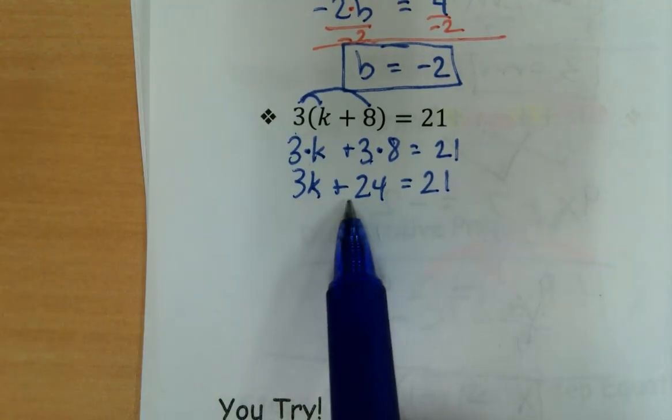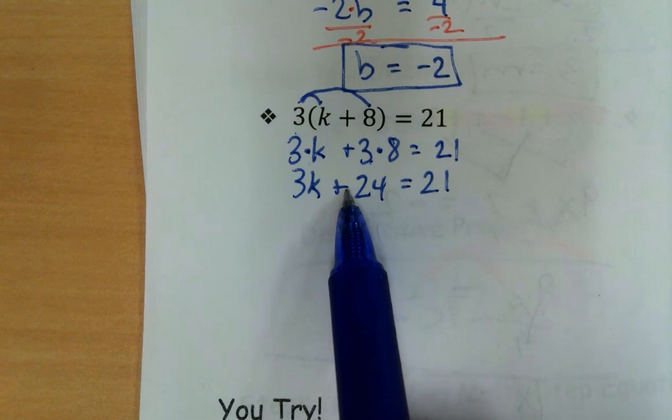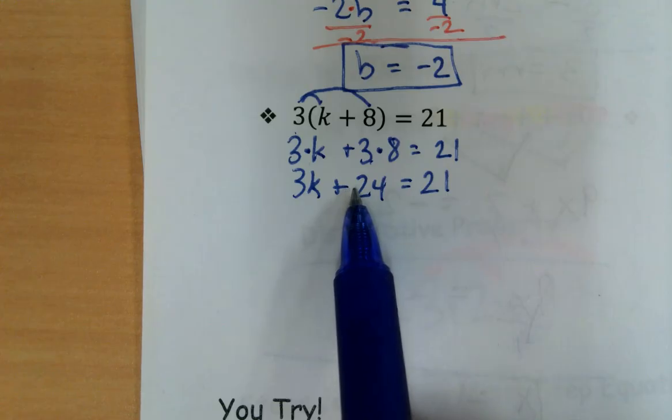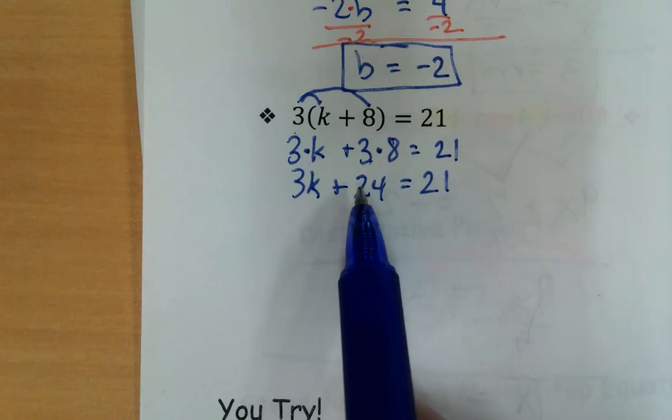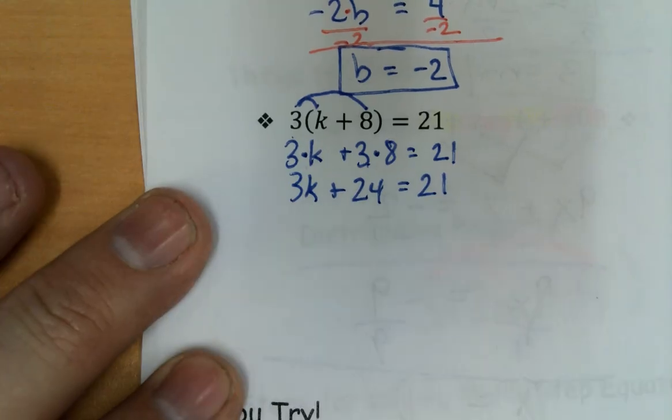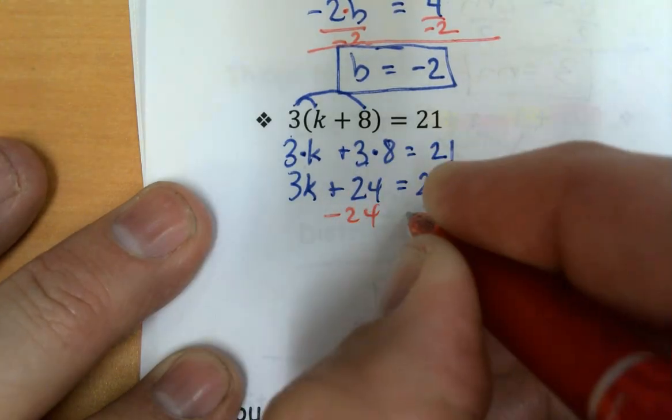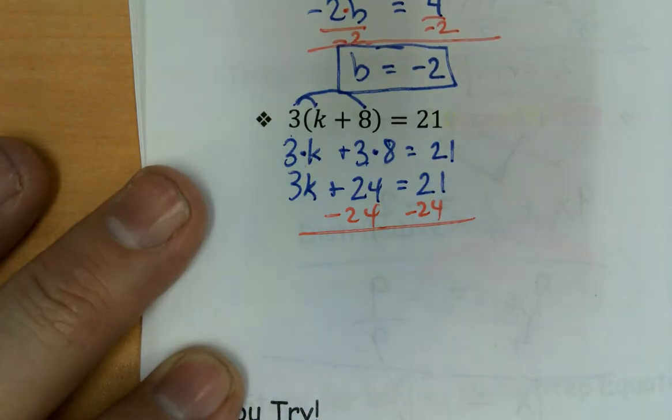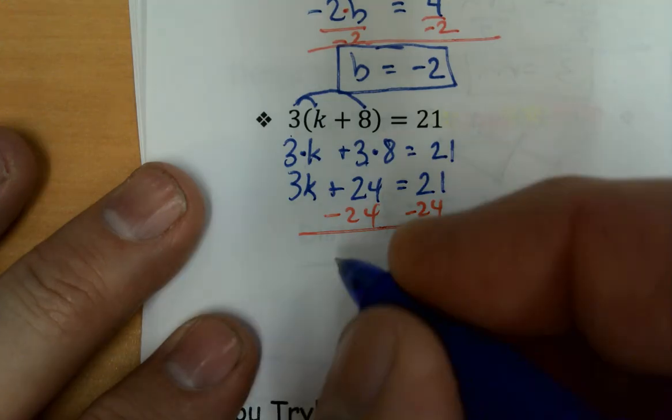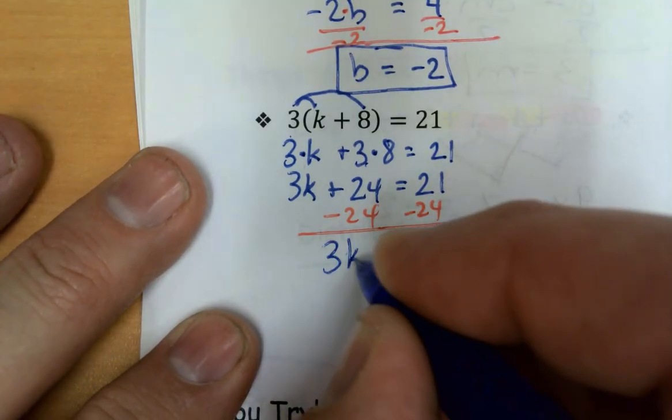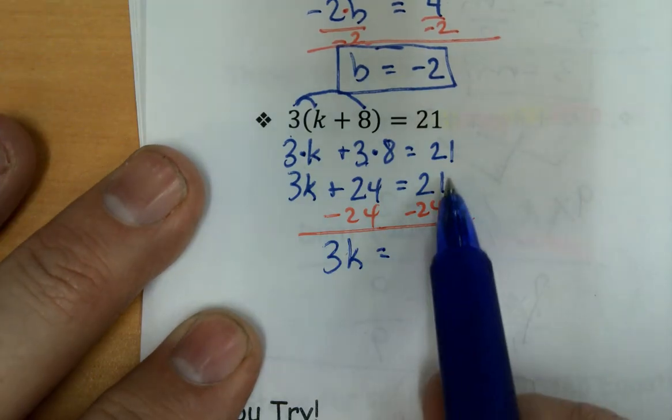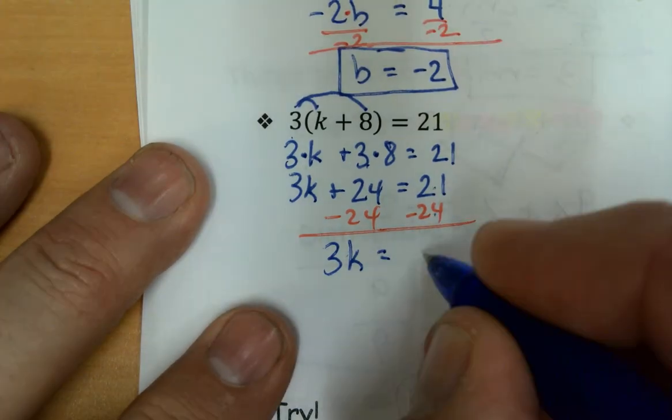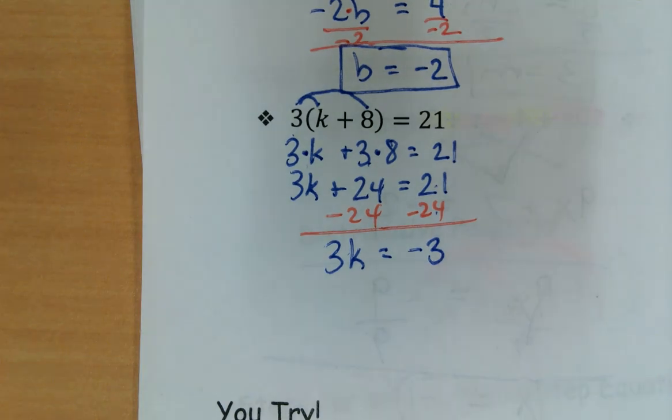And again, now that we have this distribution, the distributive property done, now what we have to do, finishing this out, is simply solve the 2-step equation that's left. So to solve the 2-step equation, first I'm going to subtract the 24 from both sides. On the left-hand side, that's going to leave me with 3k. And on the right-hand side, 21 minus 24 gives me a negative 3.